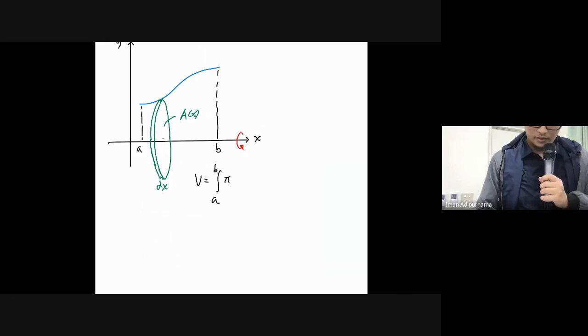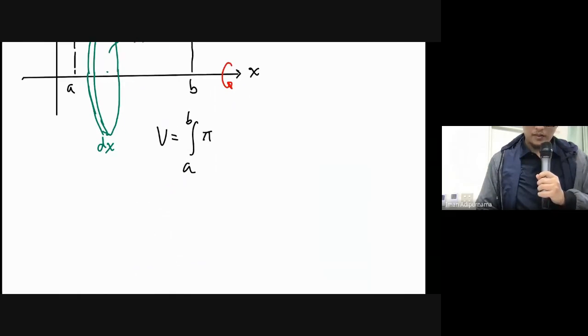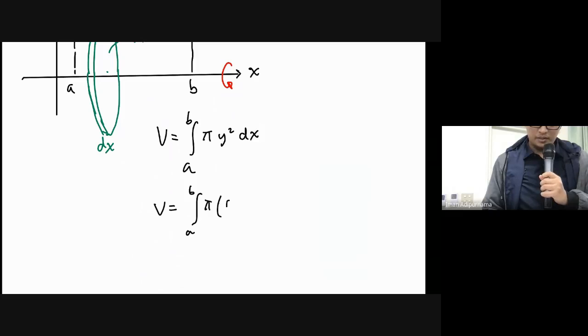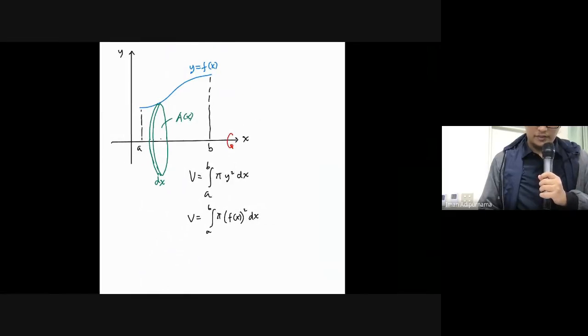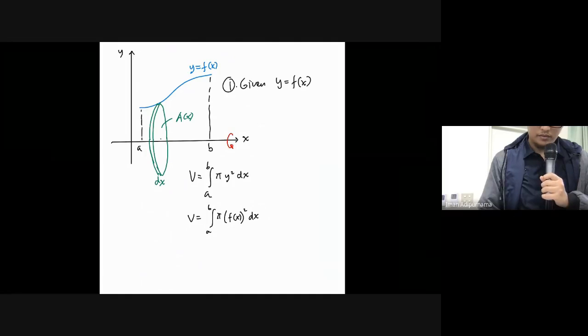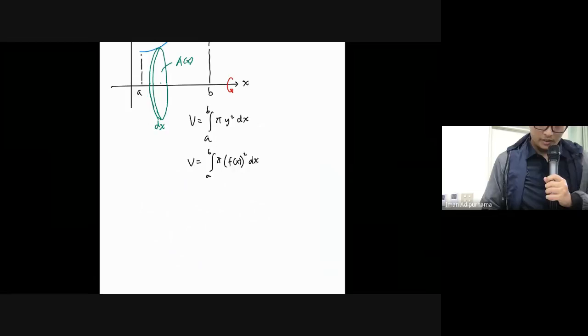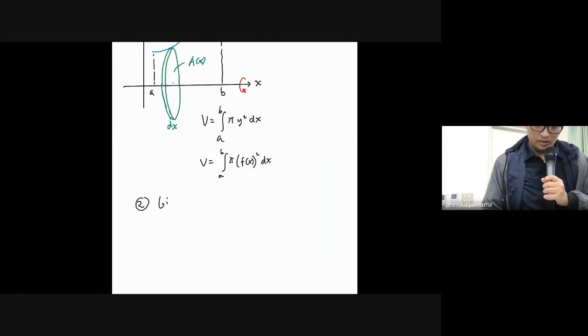Let me write the function. The function is y equals f(x). Let me write the y squared first. And then it's equal to pi f(x) squared dx. This is the first case, given y equals f(x). The second case, given x equals g of y.